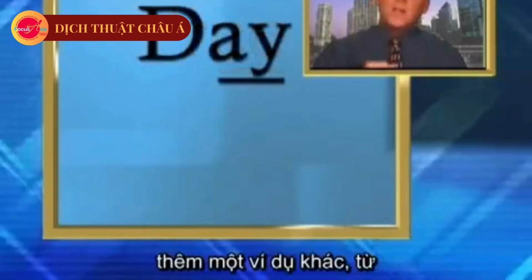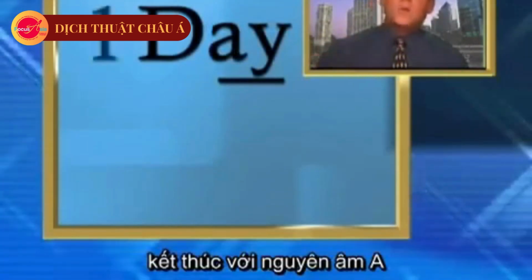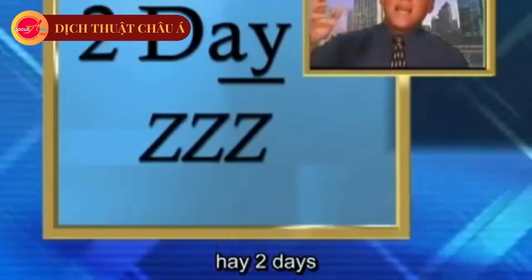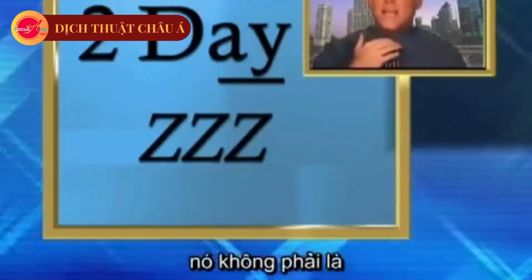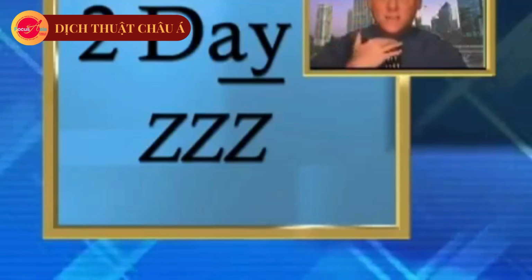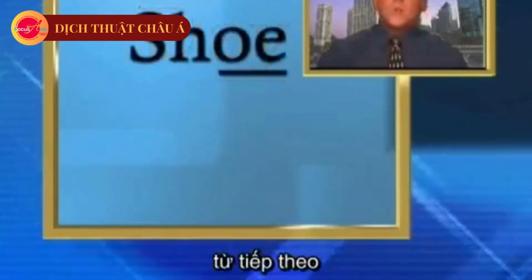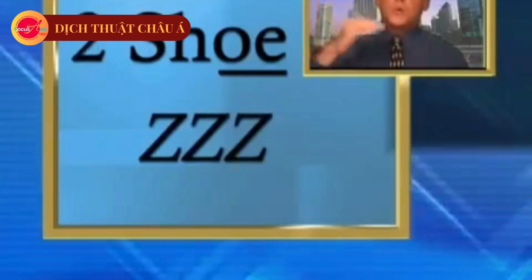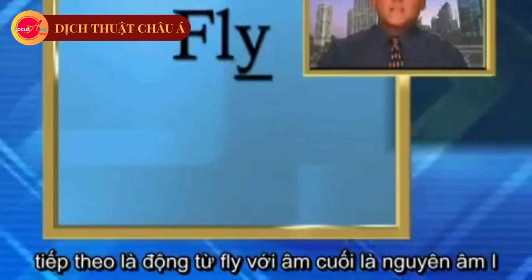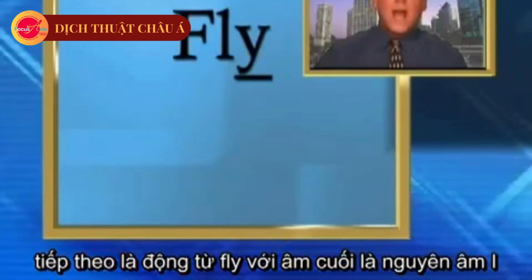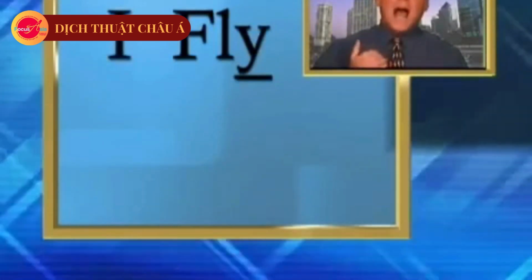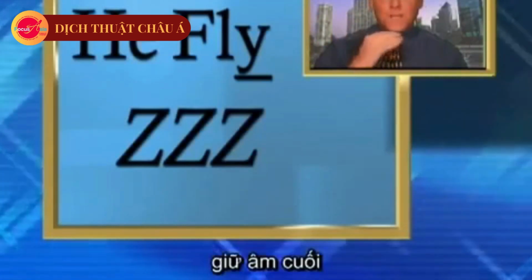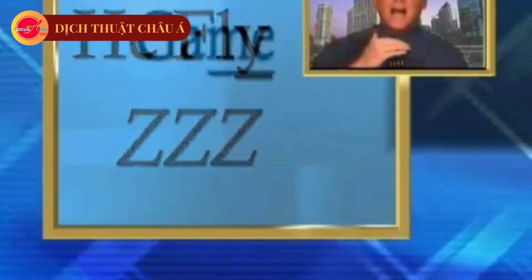You see that? Another example, the word day. It ends with the vowel sound A. So you have 1 day or 2 days. It's not days, unvoiced. It's days with a voiced Z ending. Next one, shoe. 1 shoe, 2 shoes. Next is the verb fly, which ends in the vowel sound I. So you've got I fly, he flies. Keep that ending voiced. Flies.